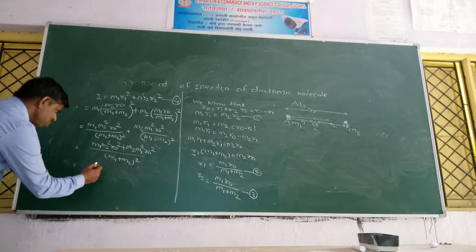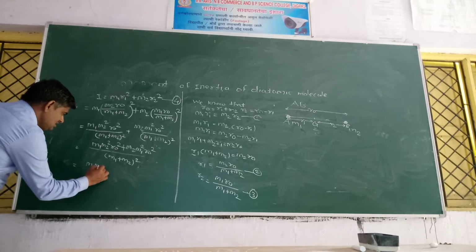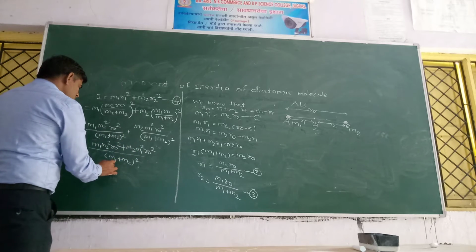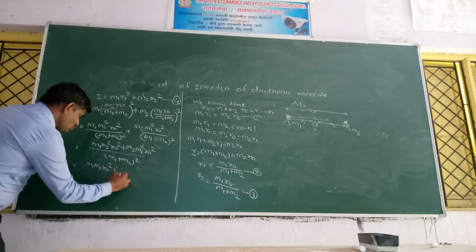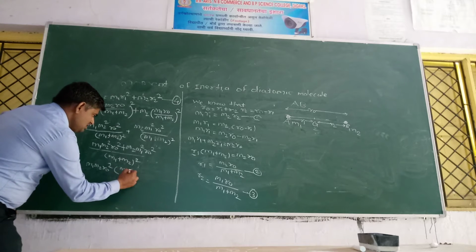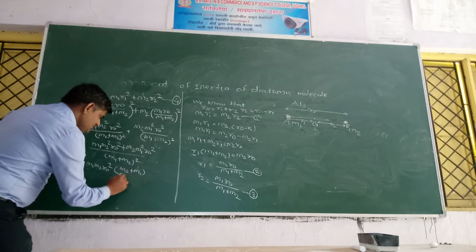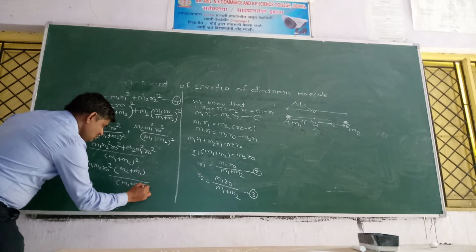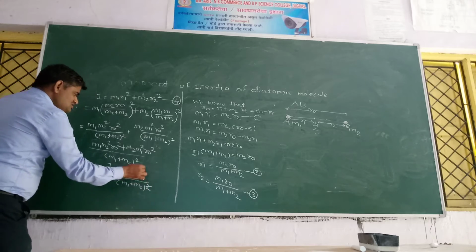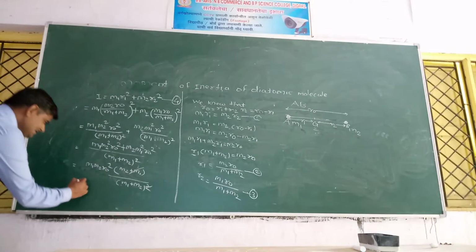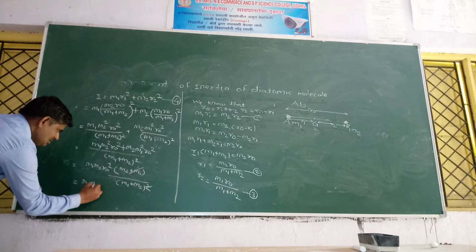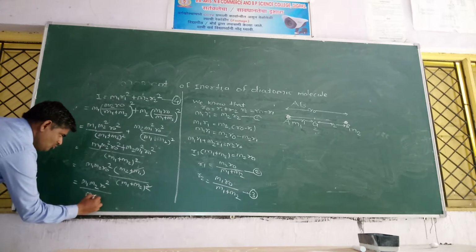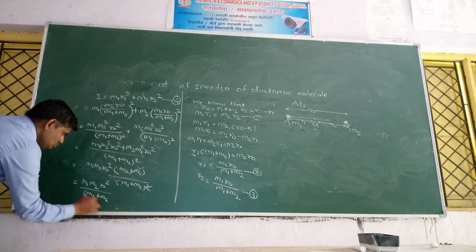Then we get M1 M2 R0 square common from these two terms. Then we get M2 plus M1 divided by M1 plus M2 bracket square. Cancel this term and we get M1 M2 R0 square divided by M1 plus M2.